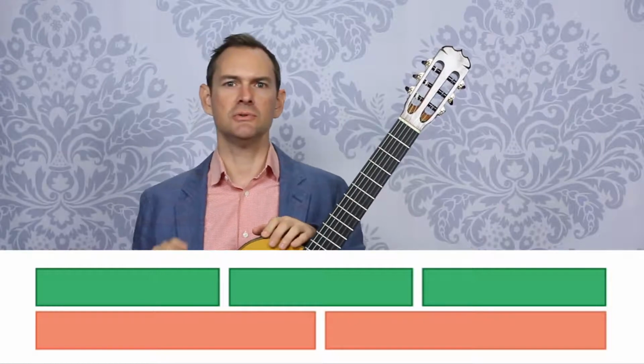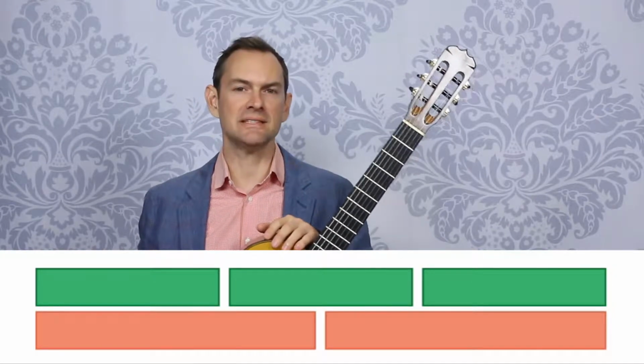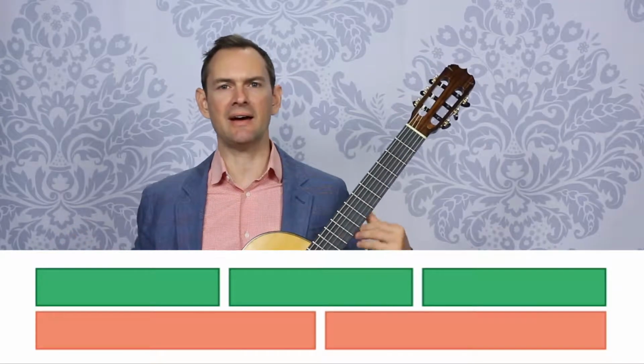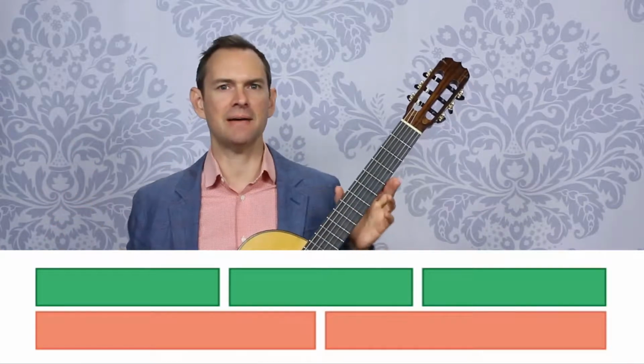We could also have any numbers. We could have 2 and 5, we could have 3 and 4, we could have 5 and 7, 7 and 11. Anything you can possibly dream up, you can have that many notes happening at the same time as that many other notes. And this is called a polyrhythm. Poly means many, so many rhythms.